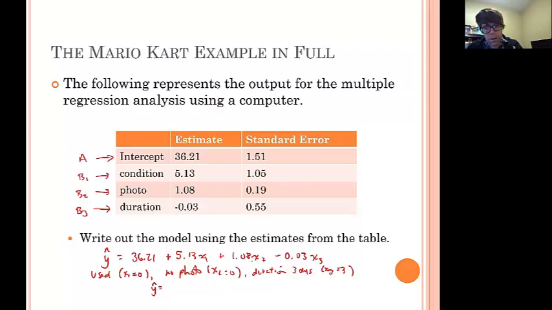So if I was curious about this particular situation, I could take my 36.21, I would add 0, right, because it's a used cartridge without a photo. So again, I'm going to add 0, and then I'm going to subtract 0.03 times the duration. So I can still make substitutions like this, and it still is going to give me a rough estimate on what I expect to sell this cartridge for, minus 0.03 times 3. So we would expect to sell this cartridge for about $36.12.